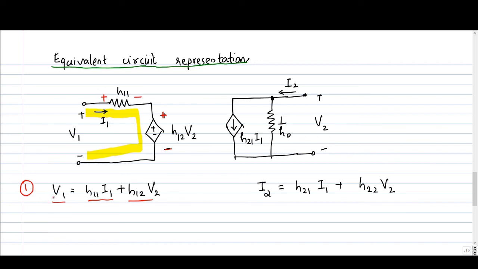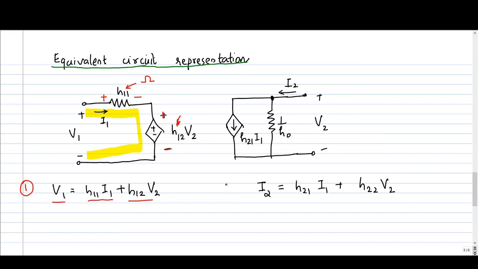So it satisfies equation number 1. This equation number 1 is identical to this equivalent circuit. Here you can recollect that H11 had the dimensions of ohm that we have seen earlier. So it is modeled as a resistance, and H12 as a unitless parameter. It forms the coefficient of this dependent voltage source.